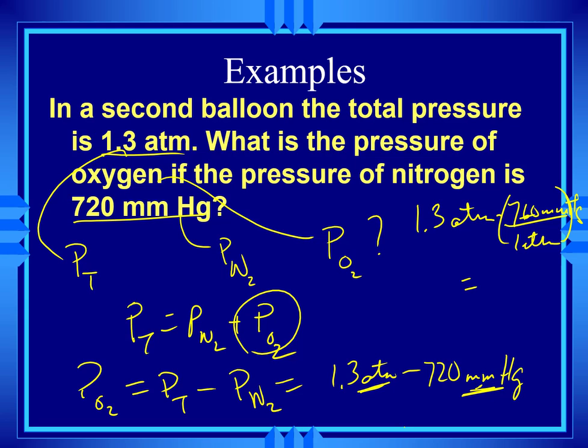So 1.3 times 760 is about 990, with 2 sig figs from the 1.3. So if I write that as 990 millimeters of mercury minus 720, that is 270 millimeters of mercury.